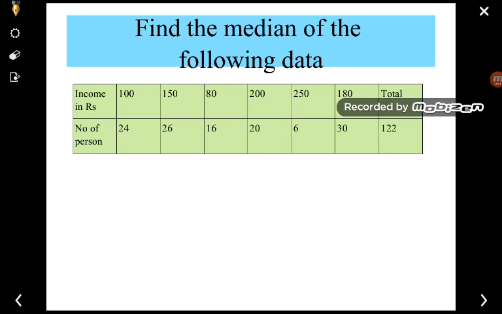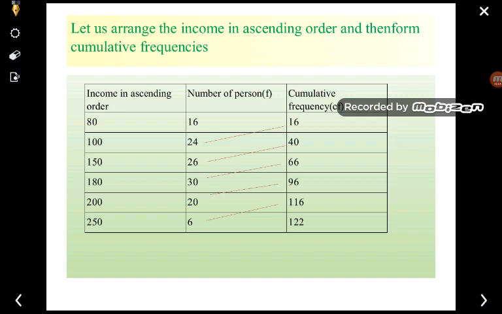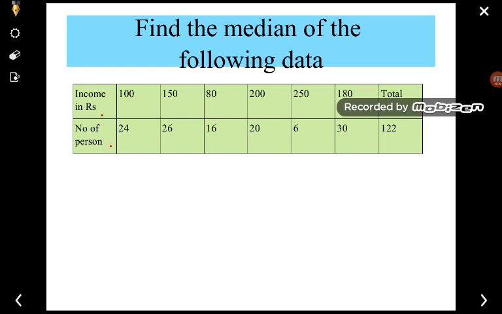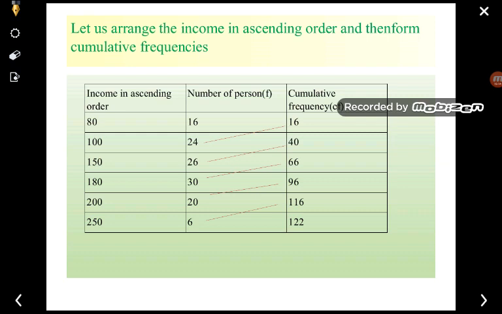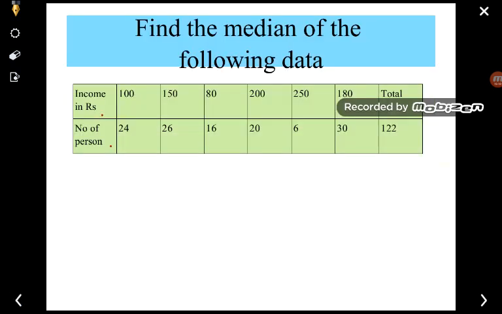You are given an example: find the median of the following data. Income in rupees is given here and the number of persons is given here. How to find it out? You have to add one more column. In the last table we have seen the income in rupees written over here. So first we have to arrange the income in ascending order with respect to their frequencies.